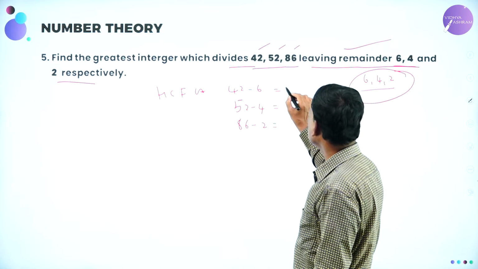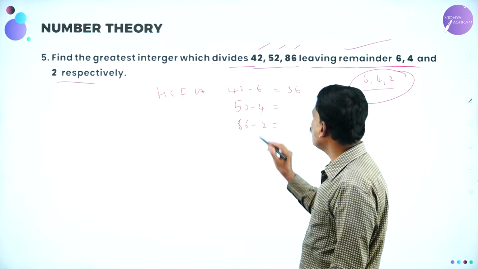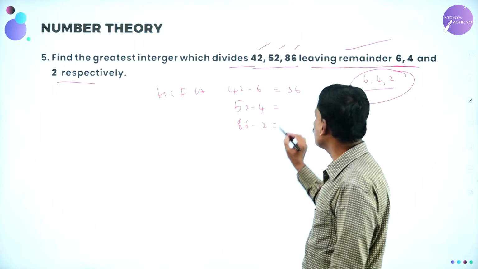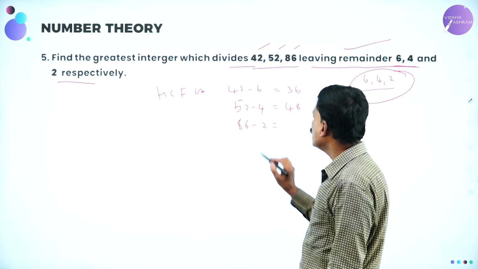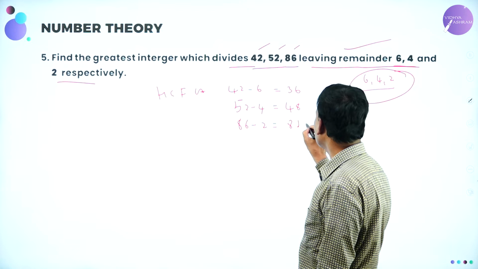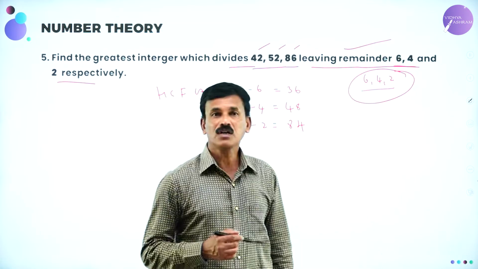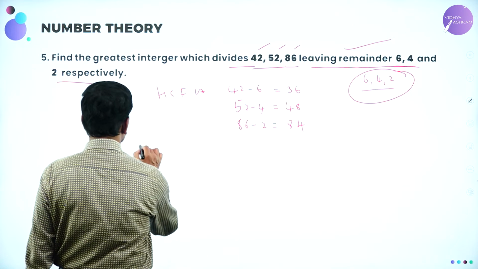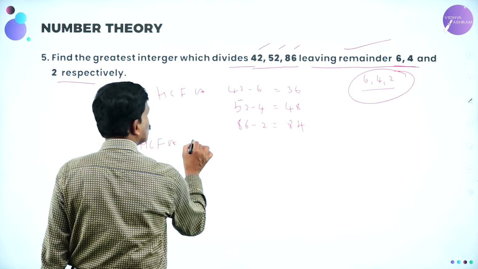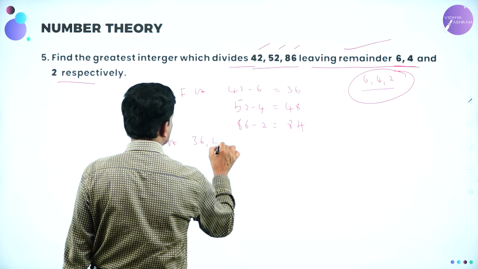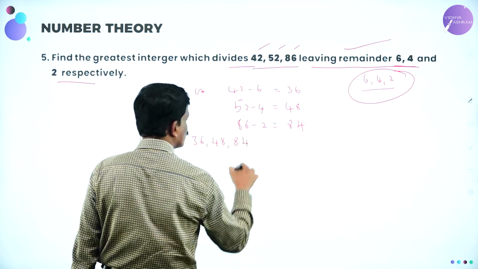42 minus 6 is 36. 52 minus 4 is 48. 86 minus 2 is 84. So find out the HCF of 36, 48 and 84. Now find out the HCF of 36, 48 and 84. Write down the factors.